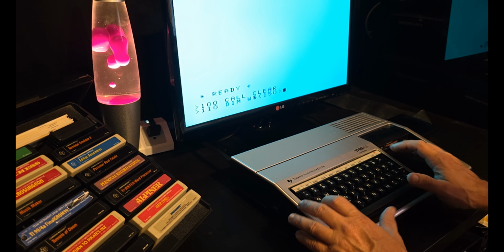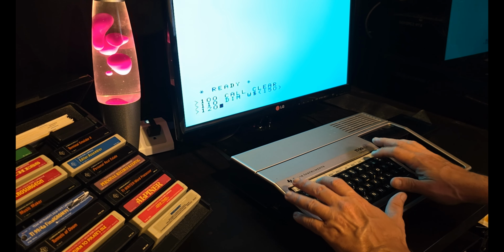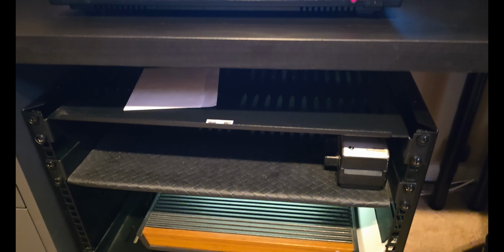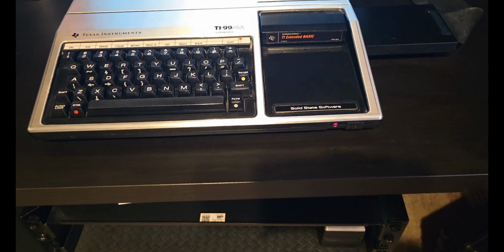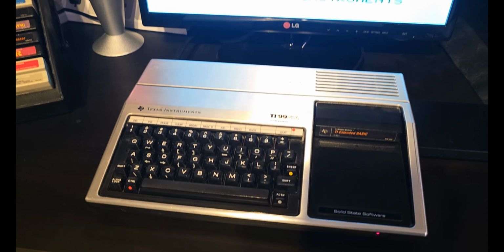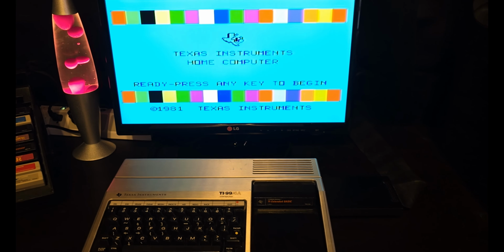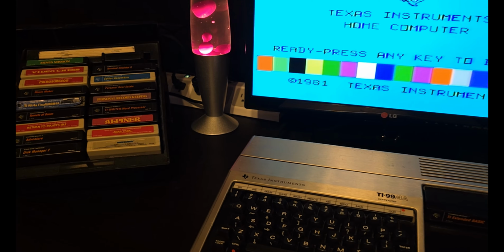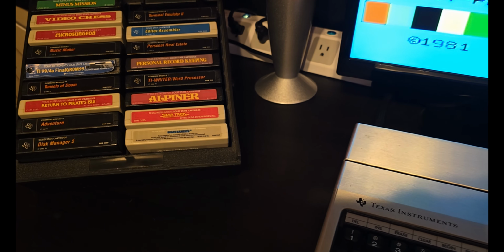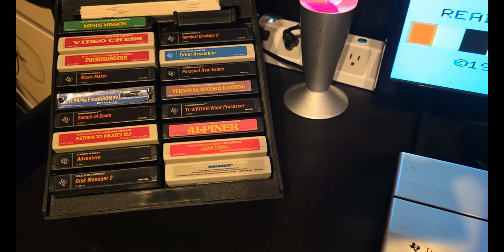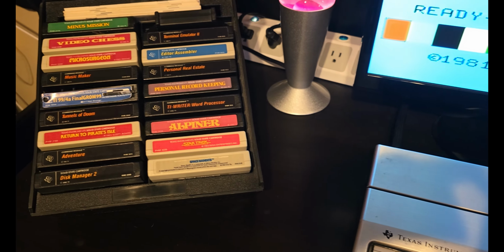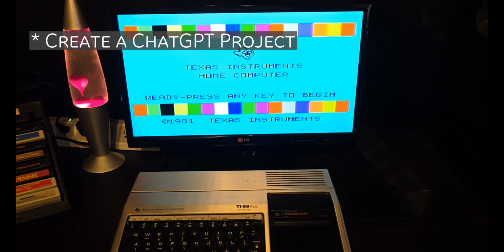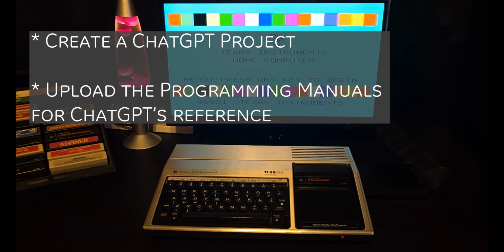Back in 1982, my parents bought me this TI-99/4A computer. 40-plus years later, it still boots. And this week, I just learned the secret to using AI with old programming languages and their syntax. It doesn't matter what program you're trying to code or what language you're trying to use, this method will work for anything. I'll quickly show you how I struggled a bit to write a Hangman program in BASIC. And then after, I created a project in ChatGPT and I uploaded the TI programming manuals.